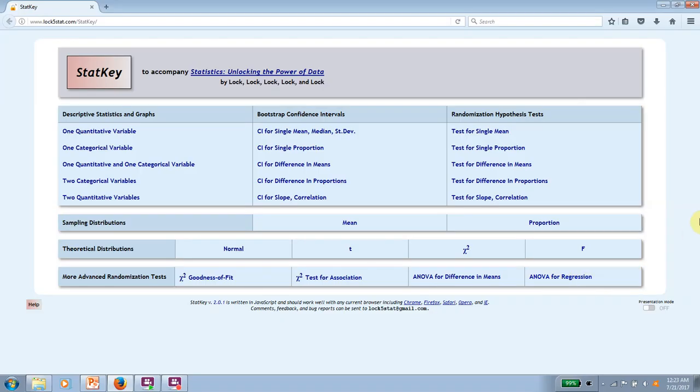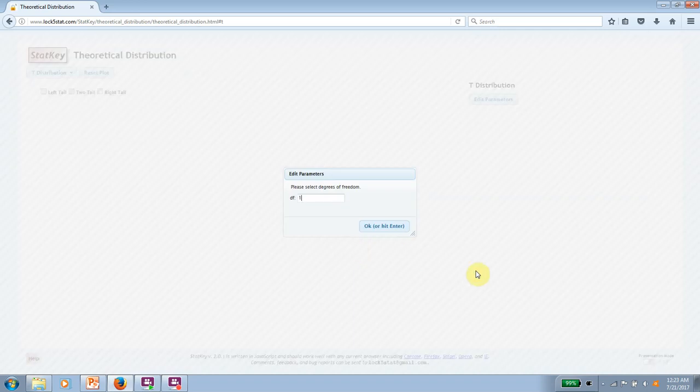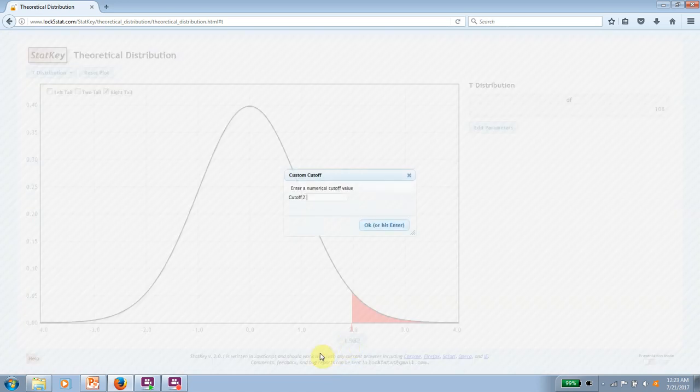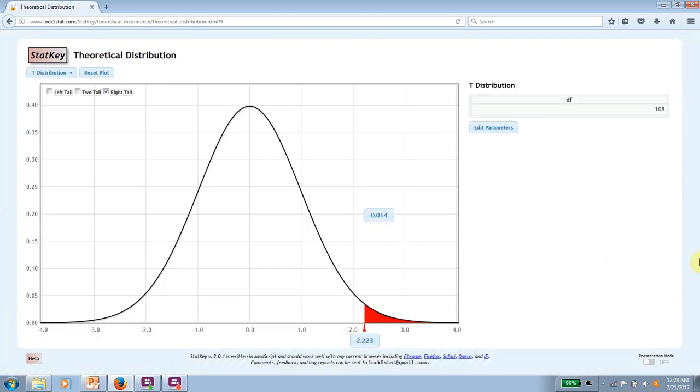So in StatKey, under theoretical distributions, we want t, and then 108 degrees of freedom since n was 109. And then it's a right tail because there was a greater than in the alternative hypothesis. And the test statistic was 2.2227. And it looks like we're going to get a p-value of 0.014.